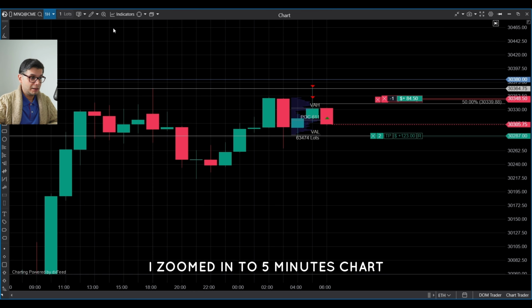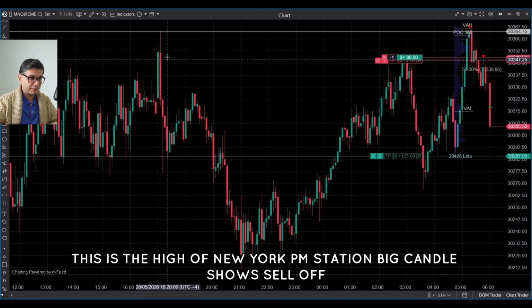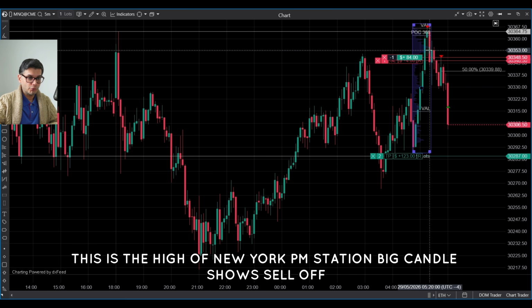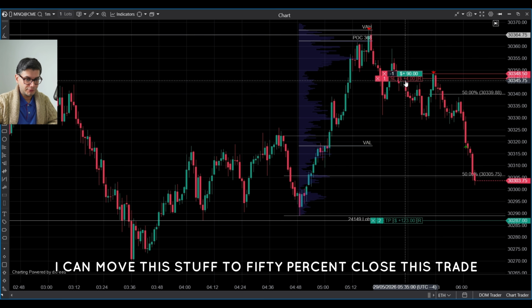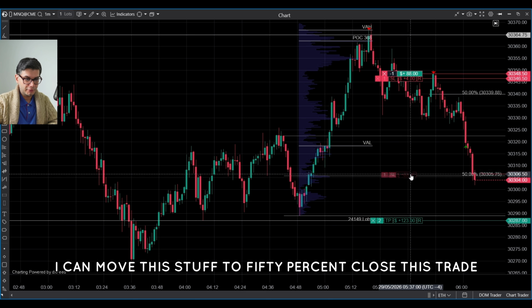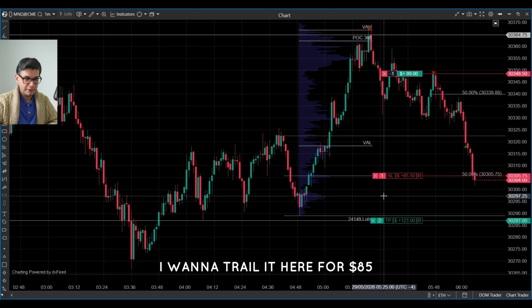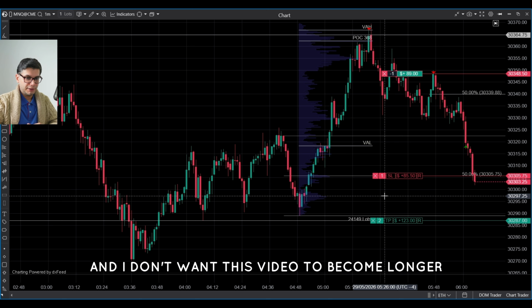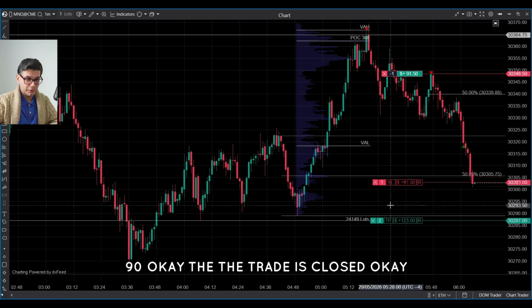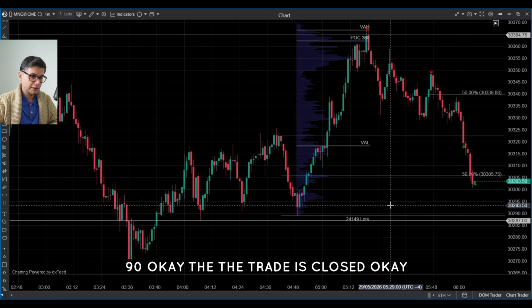I zoomed into the 5-minute chart. This is the high of the New York PM session. A big candle shows a sell-off. I go to the 1-minute chart. I can move this stop to 50% and close this trade. I'm going to trail it here for $85 because I want to go through explaining, and I don't want this video to become longer. 90. Okay, the trade is closed.